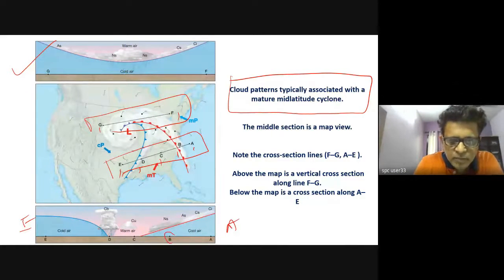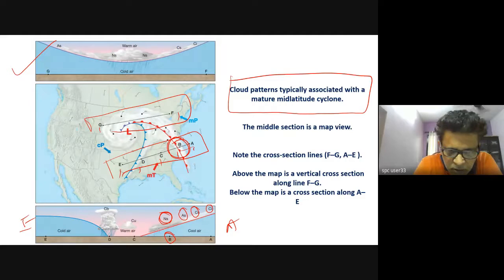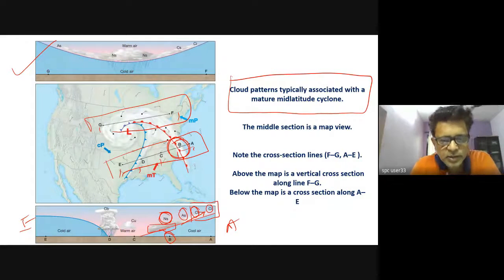What is happening near B? We will have gentle rain because of nimbostratus cloud. Further, what has happened away from B towards A? You have altostratus, you have cirrostratus, and you have cirrus. So why does this change? Basically, because from a mid-level cloud, it grows into a high-level cloud, cirrostratus, and eventually the highest, cirrus.